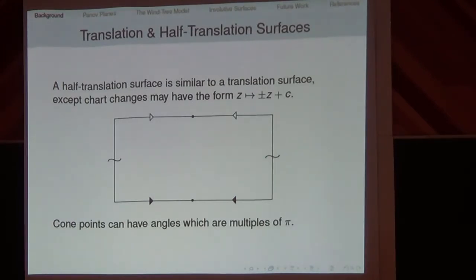So in the case of translation surfaces, you have a well-defined notion of direction. You have this trivial linear holonomy on the surface. With half translation surfaces, you have almost trivial holonomy. So you can distinguish north from east on a half translation surface, but you can't distinguish north from south.